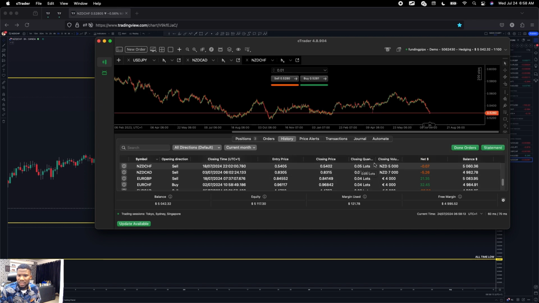You can see it was closed, NZDCHF, right there. I opened the trade on the 18th of this month, and it was closed right there. It was quite painful, this particular trade. Its entry price, if you see 54.05, I entered at 54.75, right?